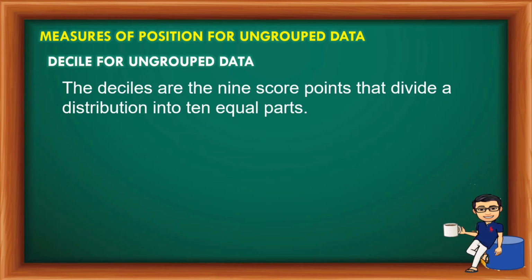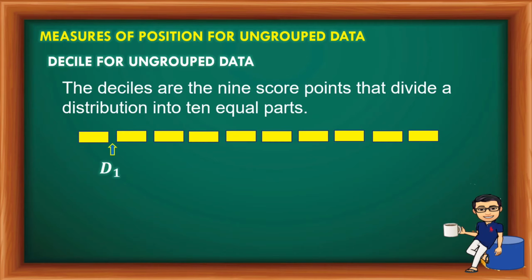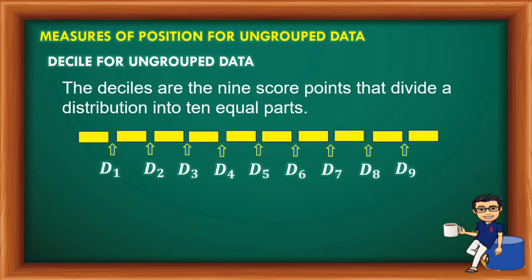The deciles are the 9 score points that divide a distribution into 10 equal parts, like this. So this is the representation that we will be using when we talk of decile. This stands for decile. That means to say this is decile 1, decile 2, decile 3, and so on up to decile 9, or the first decile, the second decile, and so on. So that is when we talk of decile.